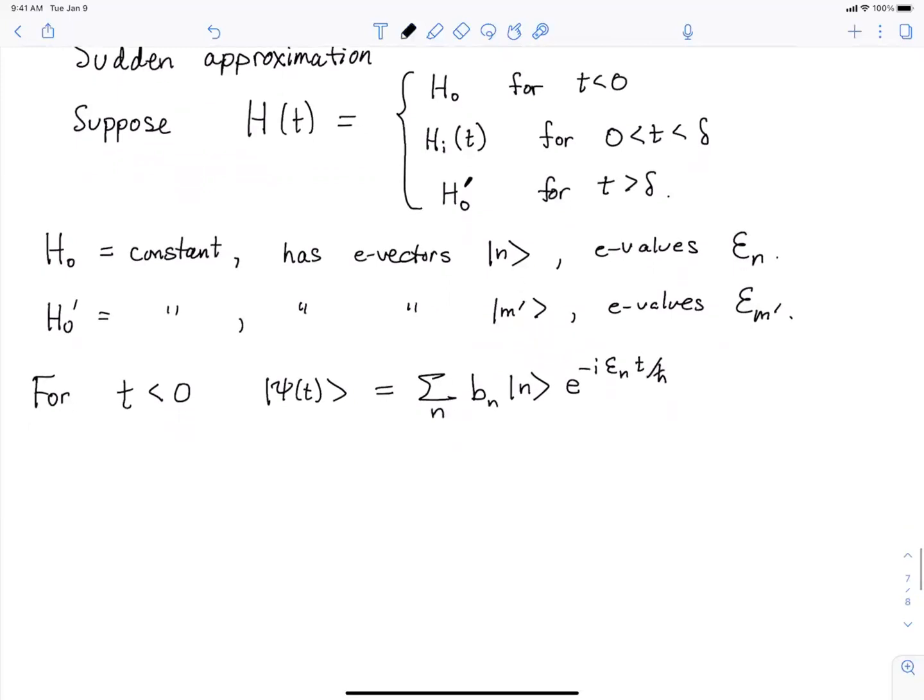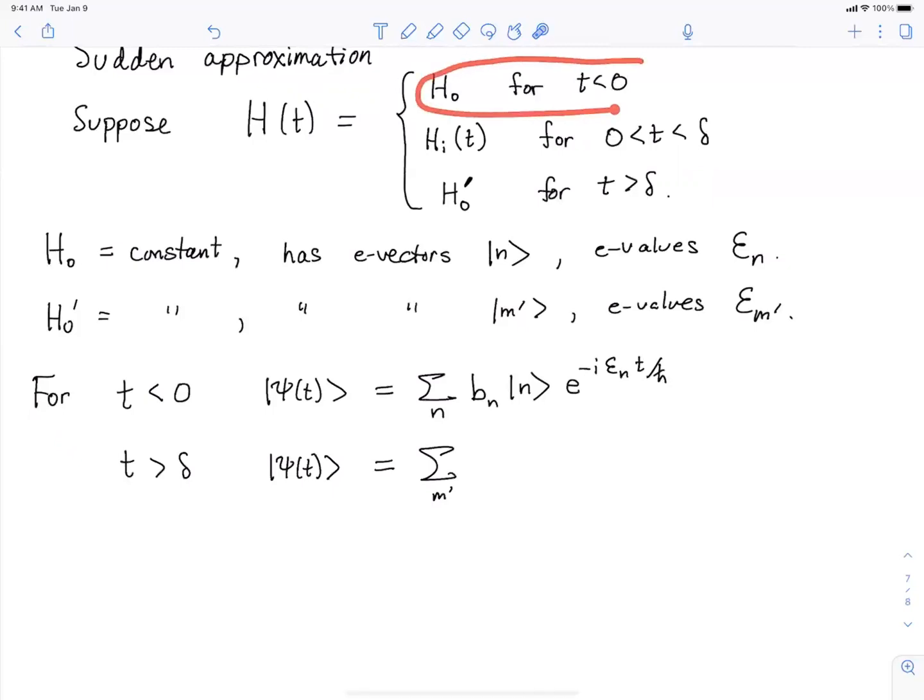Okay, and then for time t greater than delta, we also know that it's not as complicated as it could be. Now we're going to sum over m prime. Was that first one negative or smaller than delta? Which one? The top one? T smaller than 0 or is that delta? No, t less than 0. Okay, so for times less than 0, it's when interesting things start to happen.